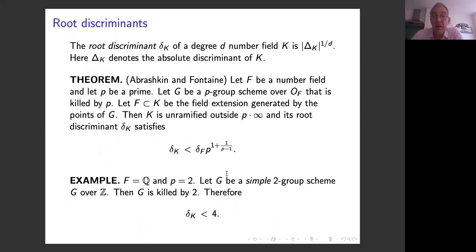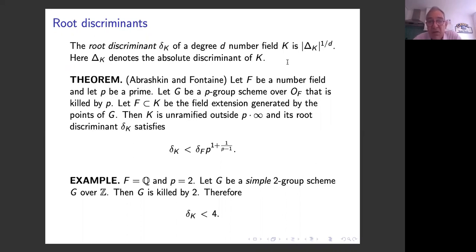Okay. Now my plan is to first briefly go over the proof of Fontaine and Abrashkin over Q, and then use that experience to explain to you the proof over Q(√97). So in order to describe what Abrashkin and Fontaine proved, I introduced the root discriminant of a number field. That is the discriminant, but you have to take the dth root of its absolute value, where d is the absolute degree. So that is a positive real number, and it is the root discriminant.